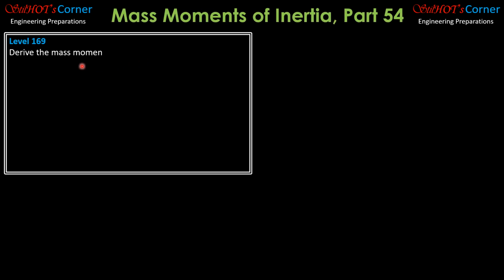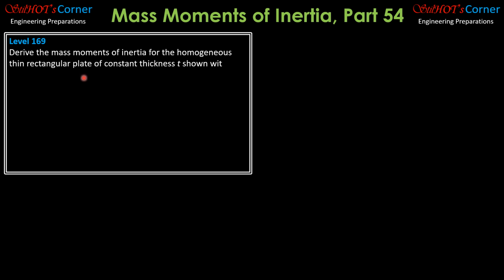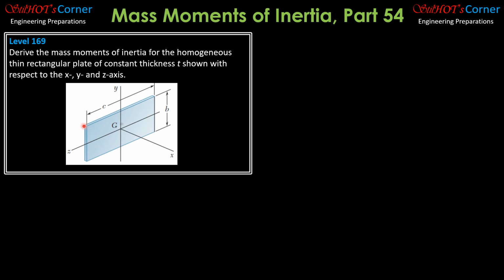Level 169: derive the mass moments of inertia for the homogeneous thin rectangular plate of constant thickness T shown, with respect to the x, y, and z axes. Although not labeled here, the thickness is denoted by T, and the mass of the rectangular plate is equal to the density of the material times the volume, and the volume is the area of this rectangle, which is B times C times the thickness.